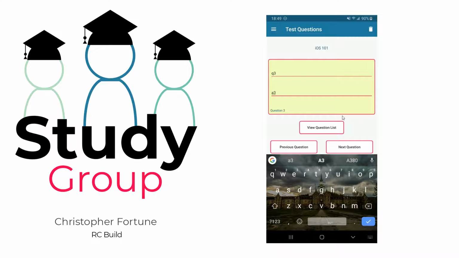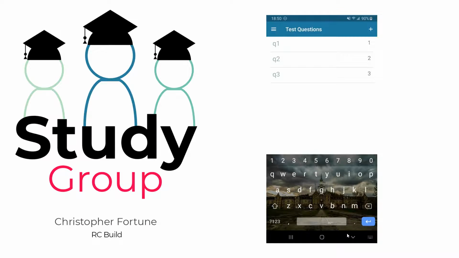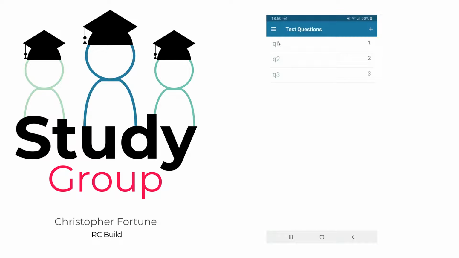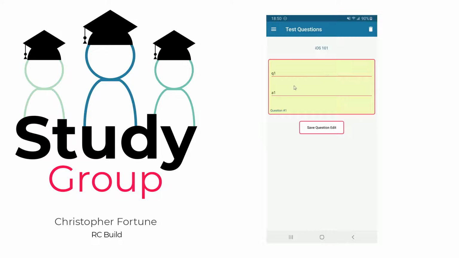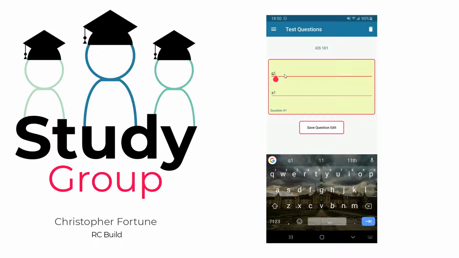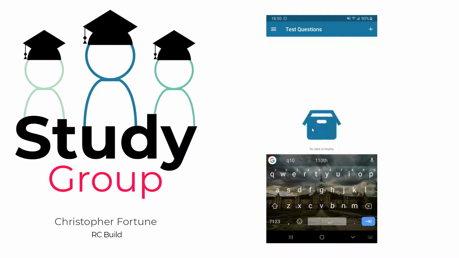Now because we have set our question count to 3, pressing next question will not take you to question 4, because we set our max questions to 3. So let's go back to our questions list here. And now as you can see, the questions that we've created are being displayed. Clicking on one would take the user in here where they can edit just that single question. So if we change that Q1 to Q10 and save that, that edit is now being saved.